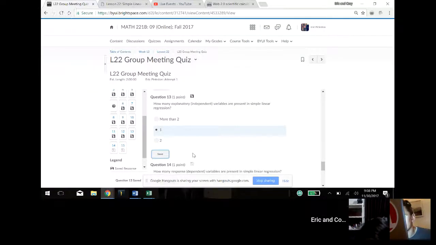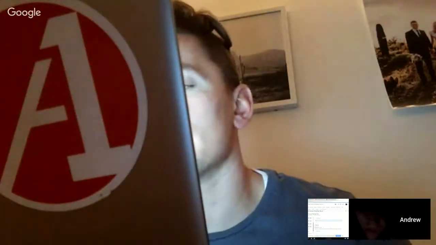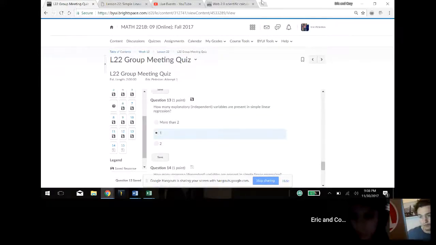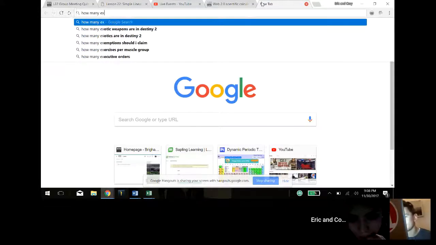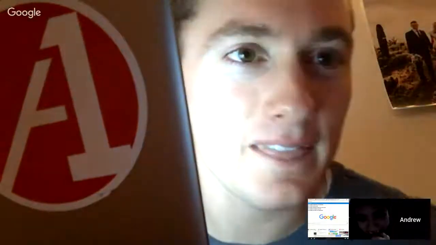Right. But it doesn't say that. It says how many variables are present in simple linear regression. I think simple. I'm gonna look it up. I think it's 1. That's my vote. I think so too. But Daniela thinks it's 2, so maybe we should go with 2 because she's always right and lets us be wrong all the time.